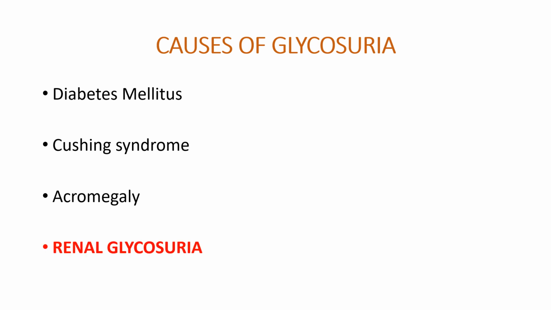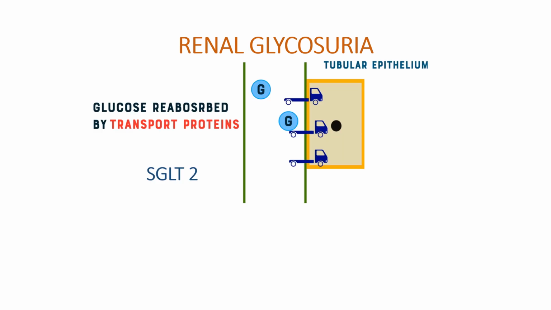There is one important thing that they may ask in the exam, and that is renal glycosuria. Some people will ask you, what is renal glycosuria? So I'll tell you briefly. In normal people like you and me, whenever glucose comes into the renal tubule, there are receptors called SGLT2, the sodium glucose transporters, and they are the ones which reabsorb the glucose back into the tubular epithelium, and from there it goes back into the blood.